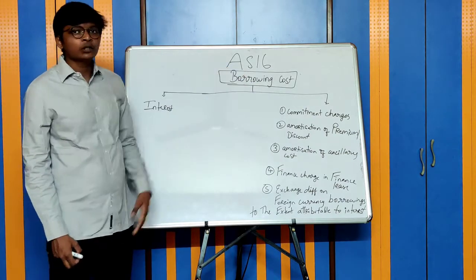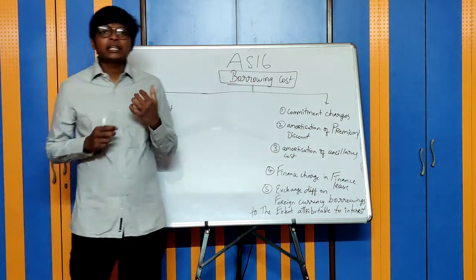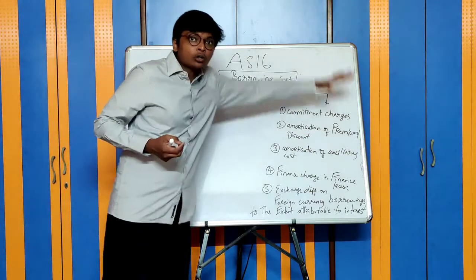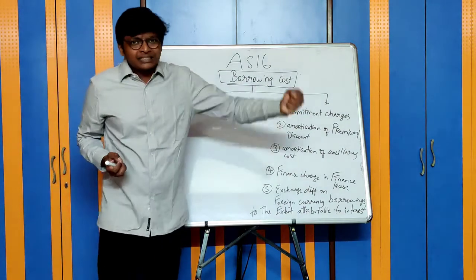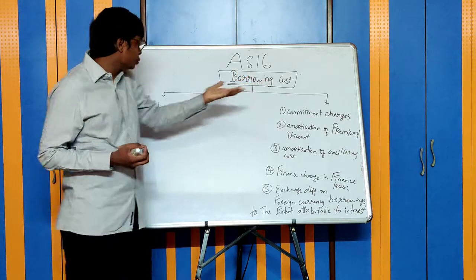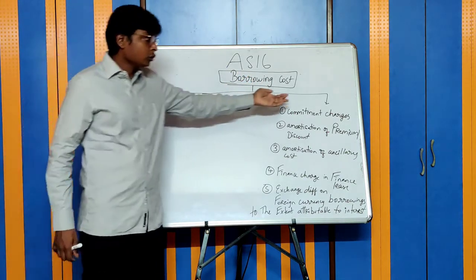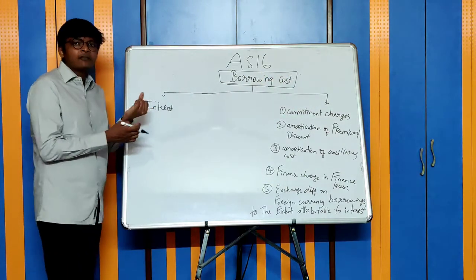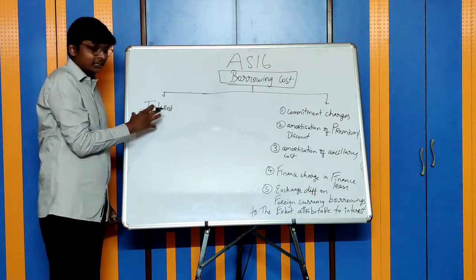The first definition we are going to discuss is what is borrowing cost. AS16 defines borrowing cost as interest and other costs associated with borrowings. Now, throughout the standard, whenever I tell you the word borrowing cost, I would like you to link it to the word interest because it is easier. However, borrowing cost also includes few other points. First, what is interest? When you take a loan, you pay interest. So borrowing cost includes interest.